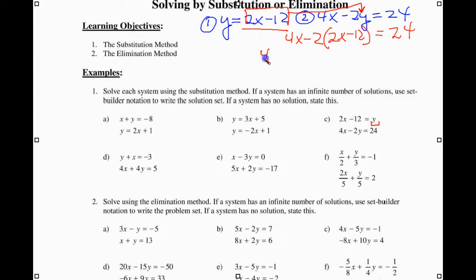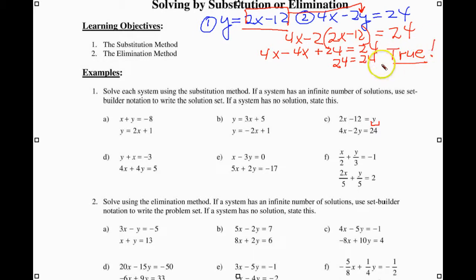So I clear parentheses, 4x minus 4x. Negative times a negative gives me a positive. 24 equals 24. Okay, now an interesting thing happens here. Look at what happens to my x's. They just cancel out. So I'm left with the statement 24 equals 24. Is that true?